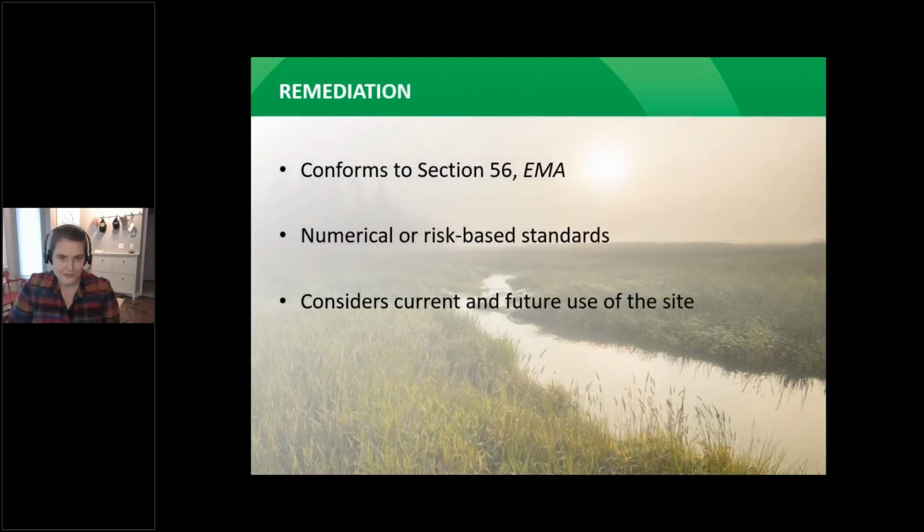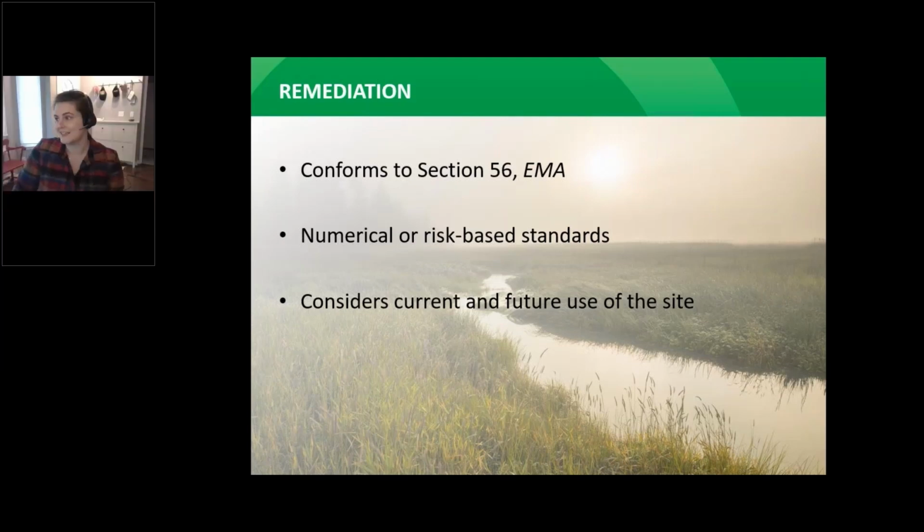To come full circle, remediation must conform to Section 56 of the Environmental Management Act and to the numerical or risk-based standards in accordance with current and potential future site use. Now that you have the regulatory basics of remediation, I'm going to pass it over to my colleague, Jason, to discuss remediation planning. Jason, over to you.